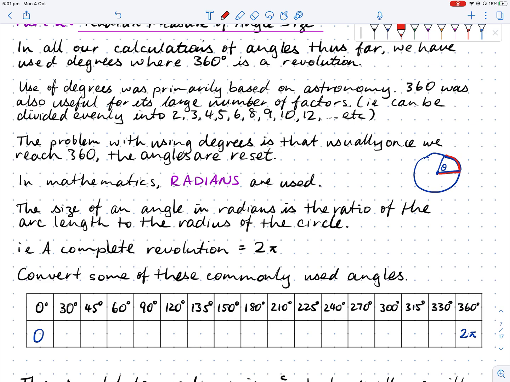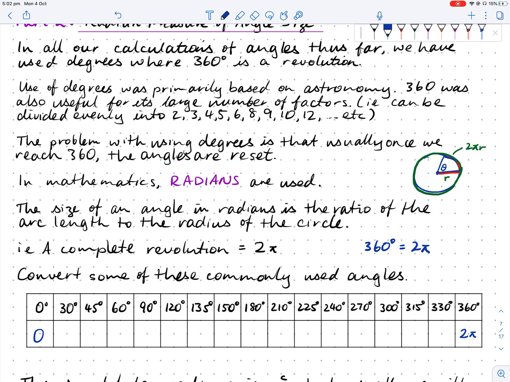So if we're talking about going around a complete revolution, the whole way around the circle, we know that the circumference is 2 pi r and the radius is r. So if I go the full length around the circle, it's going to be 2 pi r divided by r radians, or we can say a complete revolution is 2 pi radians. That's just how we label the angle now. In other words, to change from degrees to radians, 360 degrees is equal to 2 pi radians.